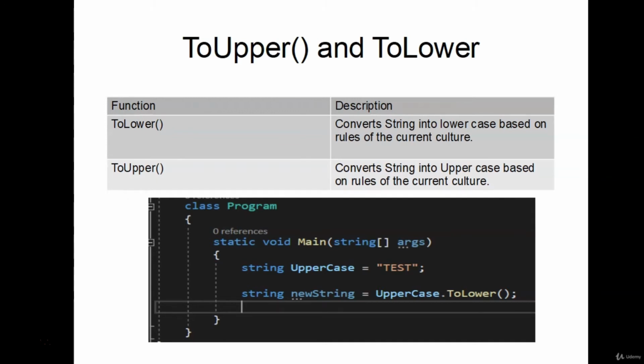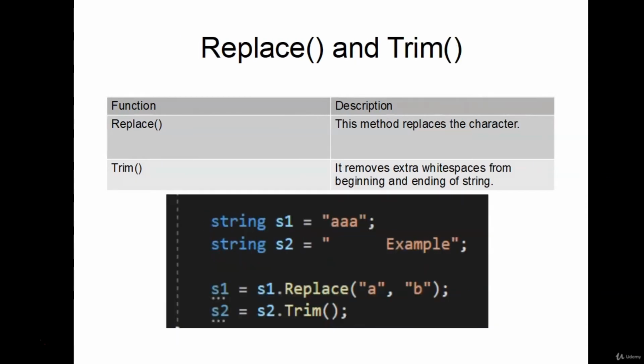So two of the ones that we used were ToLower and ToUpper, where we took an uppercase string and made it lowercase, and we took an all lowercase string and made it uppercase. There are many other types of methods, and we're going to just cover some of the most important ones. Let's start off with Replace and Trim. The Replace method replaces a character in a string.